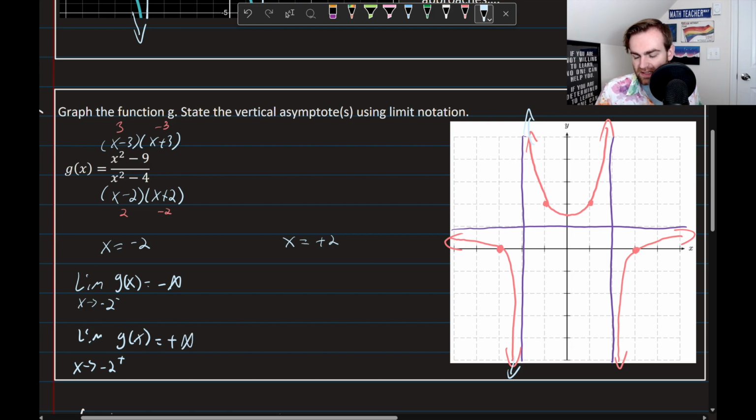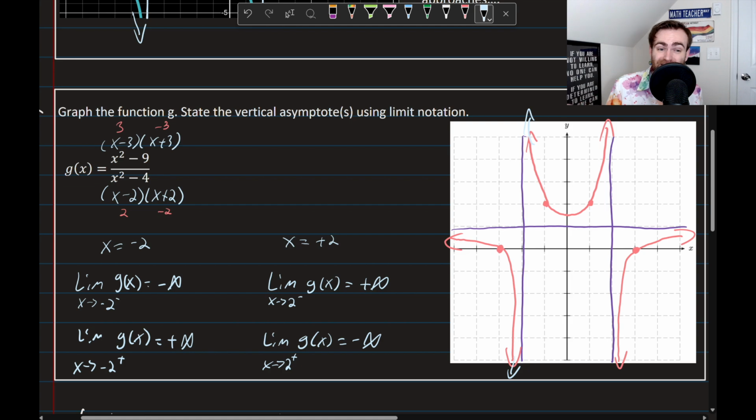+2 looks to be the opposite. The left is going up and the right is going down. So our limits should respect that. So on the left, g of x is approaching +infinity, and on the right would be -infinity. So not too bad.